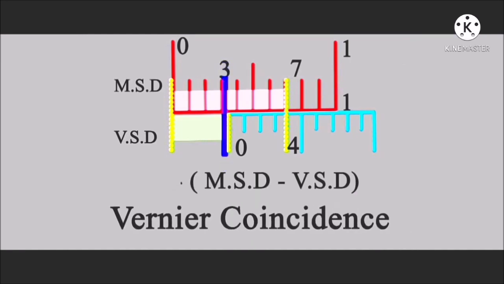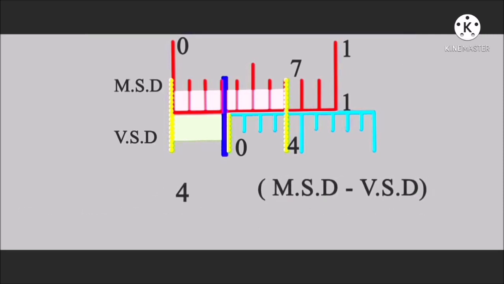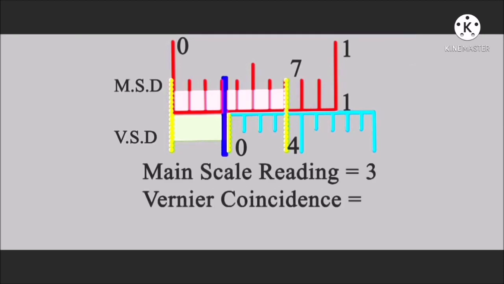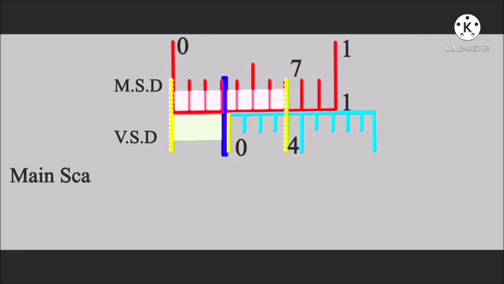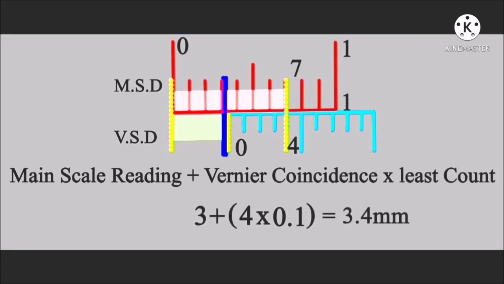4 is the vernier coincidence. Main scale division minus vernier scale division is the least count or the vernier constant, which we calculated before. It is 0.1 millimeter. 4 into 0.1 millimeter is equal to 0.4 millimeter. Thus, the length is 3 plus 0.4 is equal to 3.4 millimeter. Thus, the formula for calculating total reading is given by MSR plus VC into least count.